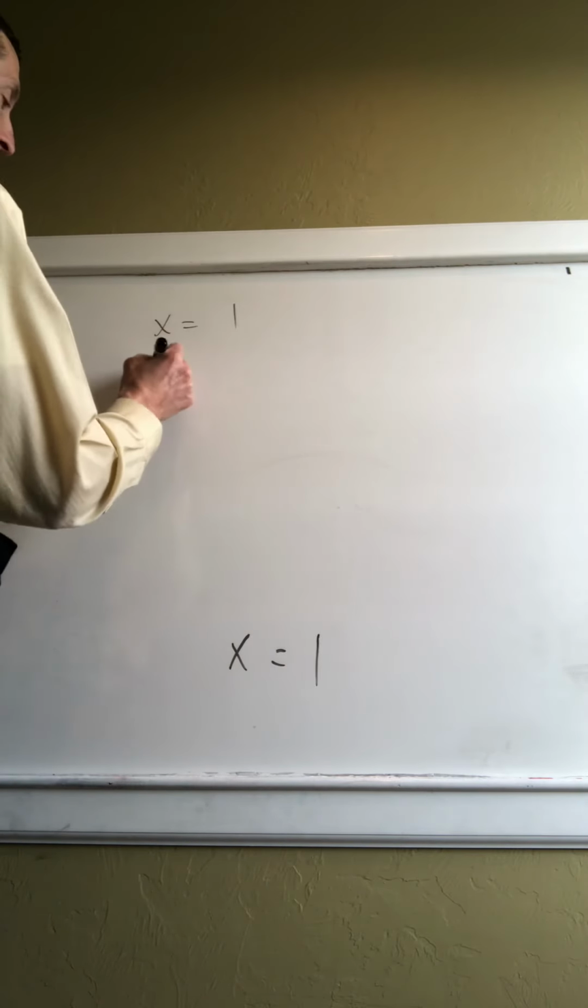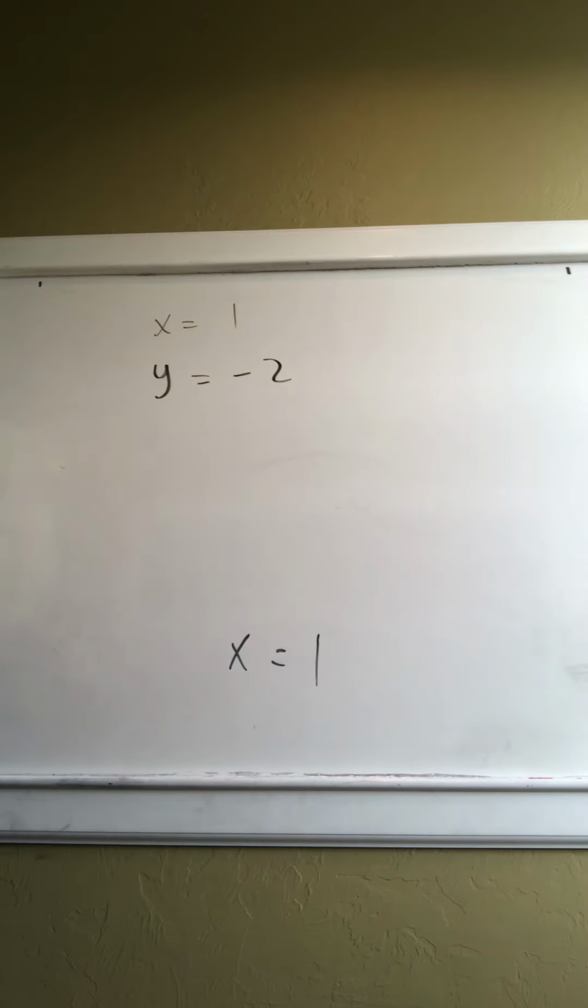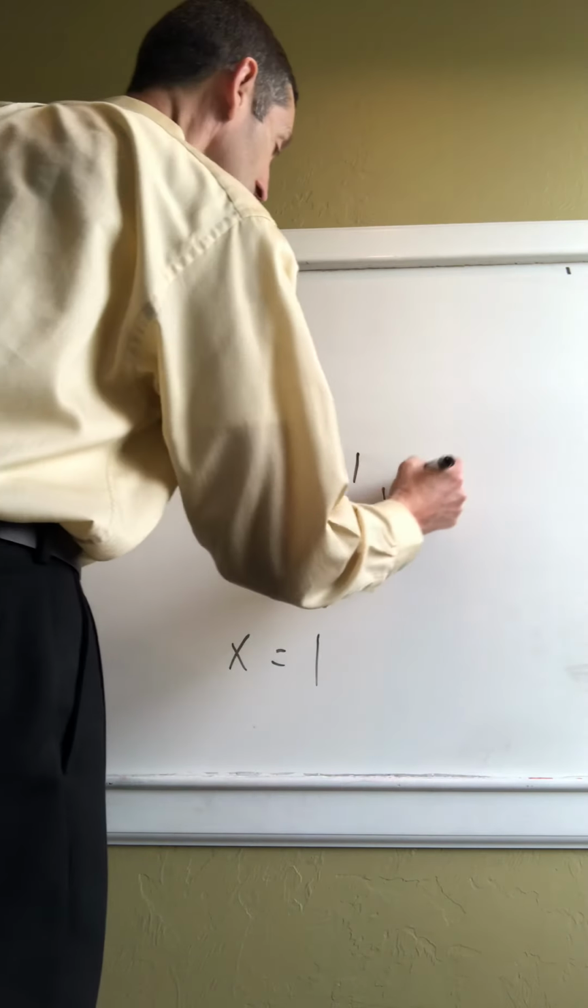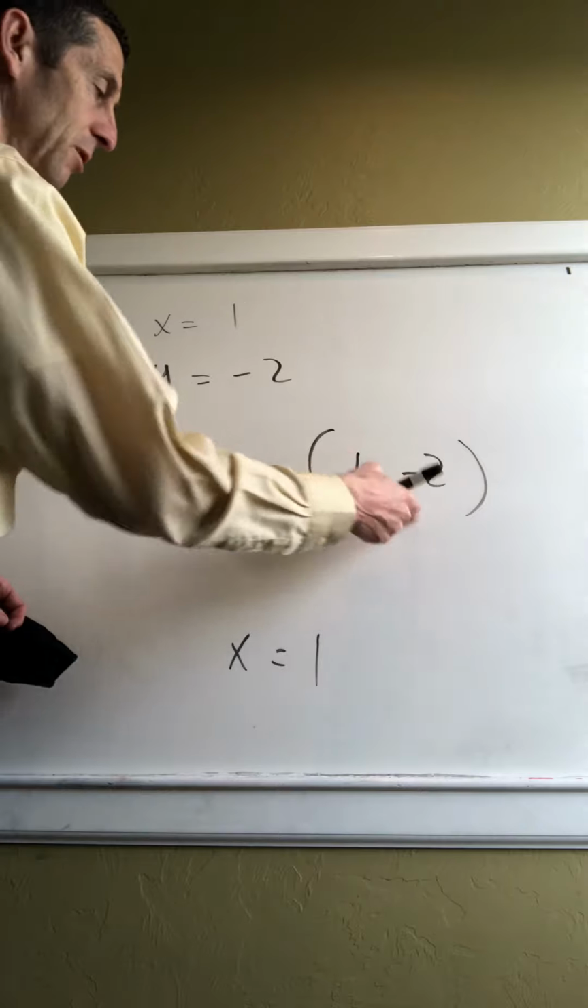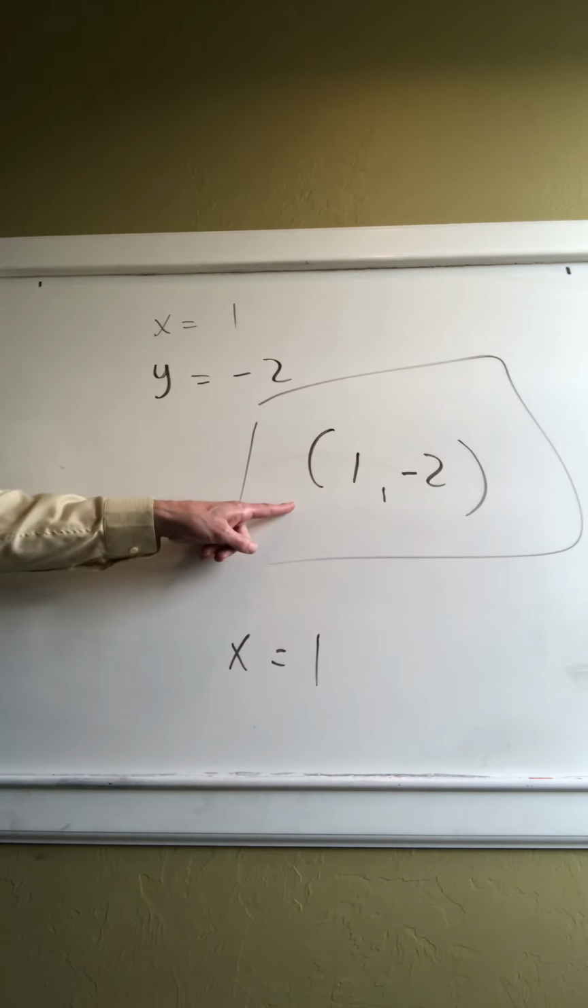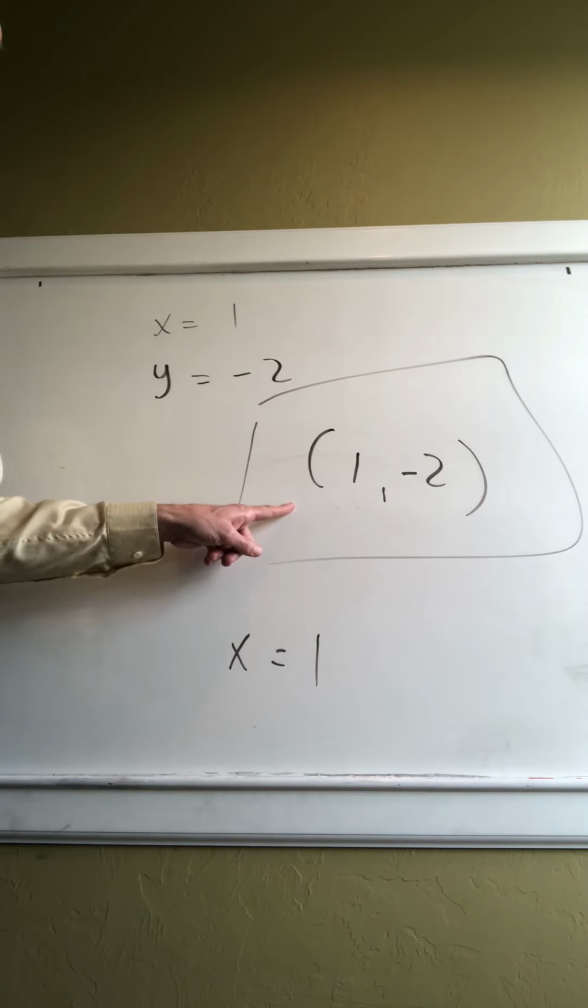X equals 1. Y equals negative 2. Final answer, written as an ordered pair, x coordinate, y coordinate. So that's what you're looking for right there. Solve for x and y.